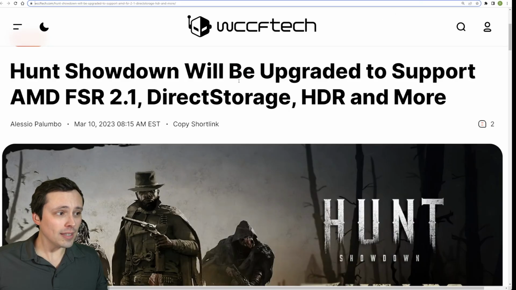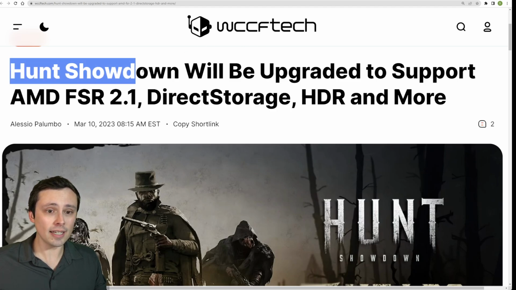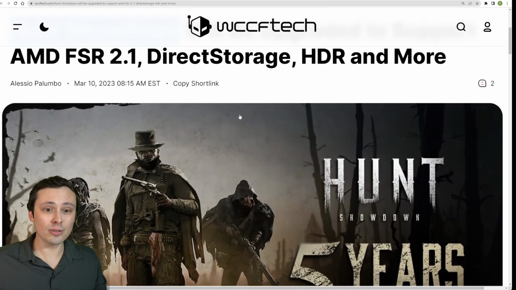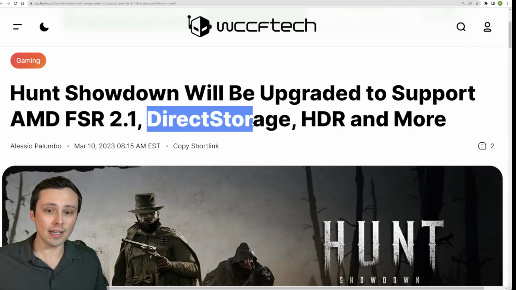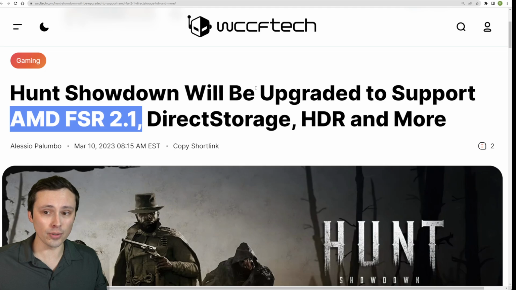The last thing I'll leave you with is it looks like we're going to be getting another game with DirectStorage. Previously, it was just Forspoken. It was the first game to launch with DirectStorage, and to my knowledge, is still the only one. We're now seeing a headline from WCCF Tech that Hunt: Showdown, which, yes, is 5 years old, is going to get an update which will add DirectStorage as well as HDR and AMD's FSR 2.1. So, pretty exciting to see that.